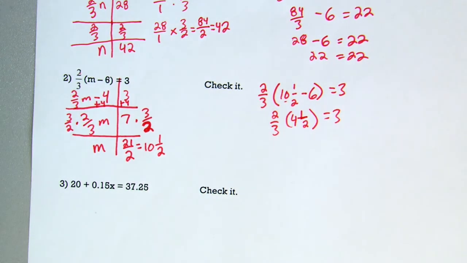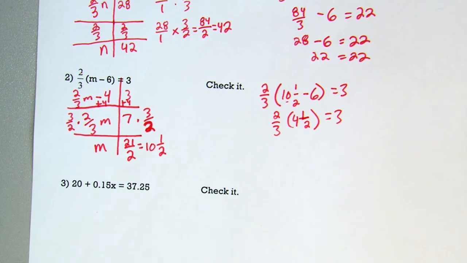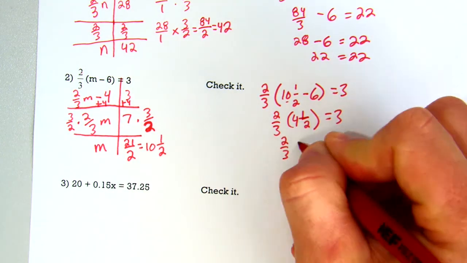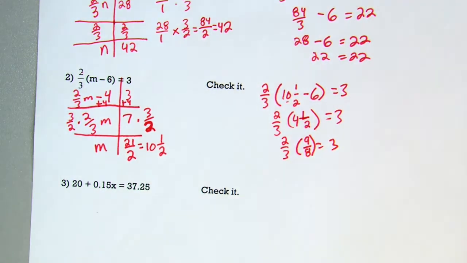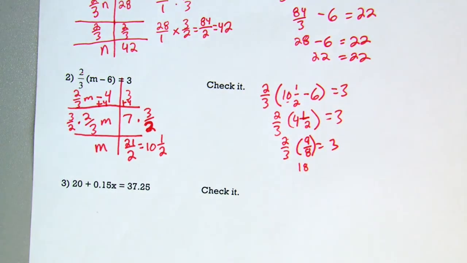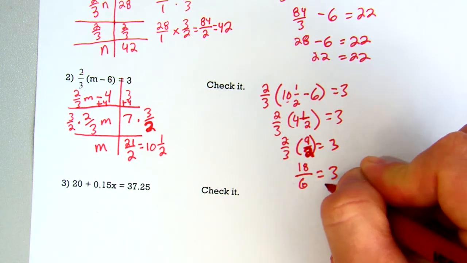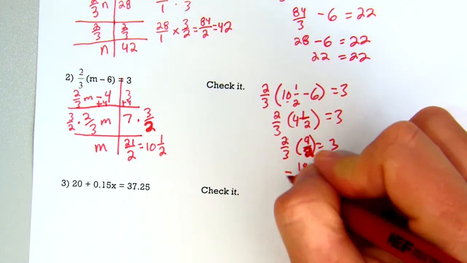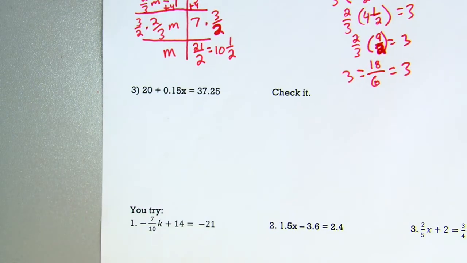So now I have 2/3 times 4.5. I need to change my 4.5 into an improper fraction. So I do 2/3 times, and this should be 9 over 2 equals 3. Multiply across. 2 times 9 is 18, and 3 times 2 is 6. 18 divided by 6 is 3, so 3 equals 3. So yes, that works. Alright, number 3.